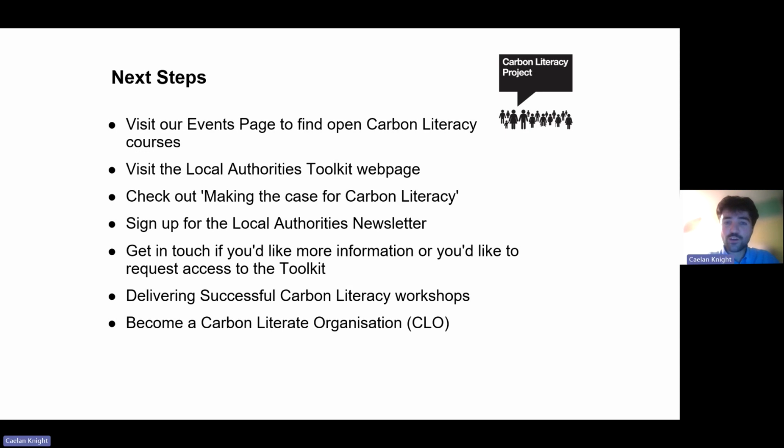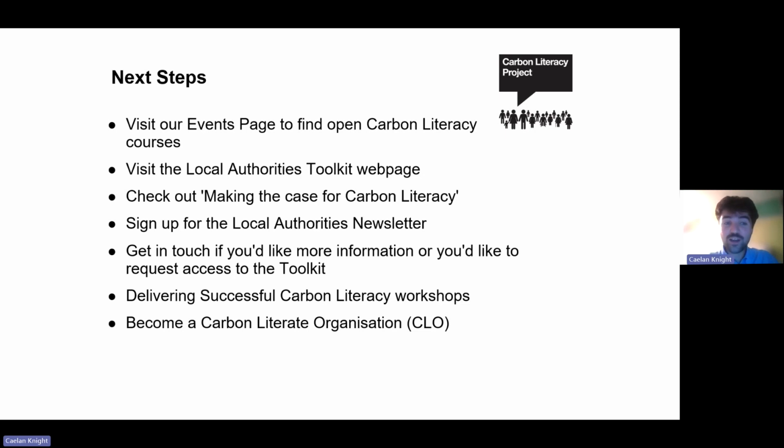So moving on to some next steps. To deliver carbon literacy training, the only recommendation that we have is that you are carbon literate yourself. So you should visit our events page to find open carbon literacy courses. On that events page, there are specific courses for people working in parish, town, and community councils. And don't worry, I'm going to share some links to all these things after I've stopped speaking.